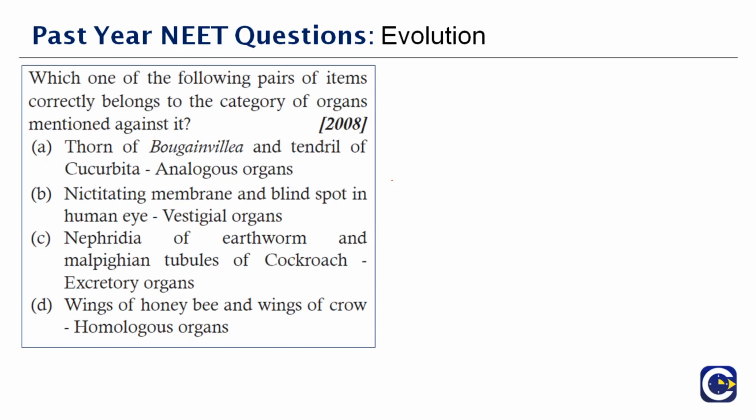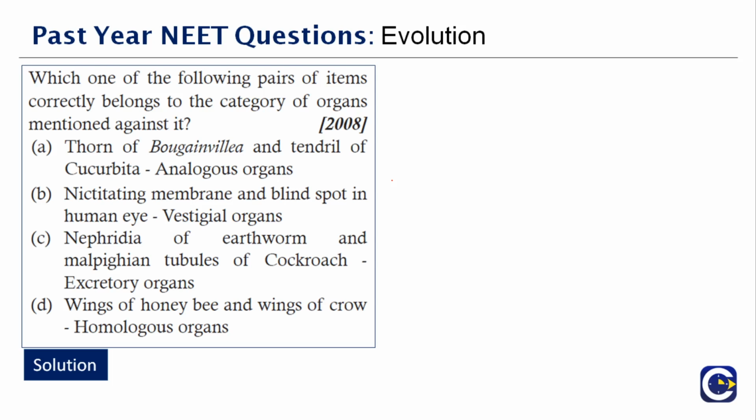Which one of the following pairs of items correctly belongs to the category of the organs mentioned against it? We have to analyze the statements here. Thorn of Bunguela and tendril of cubata. It's analogous. No, that's wrong, right? It's homologous. Just now we saw in the earlier question. Nictating membrane and the blind spot in human eye. Is it vestigial organs? No.